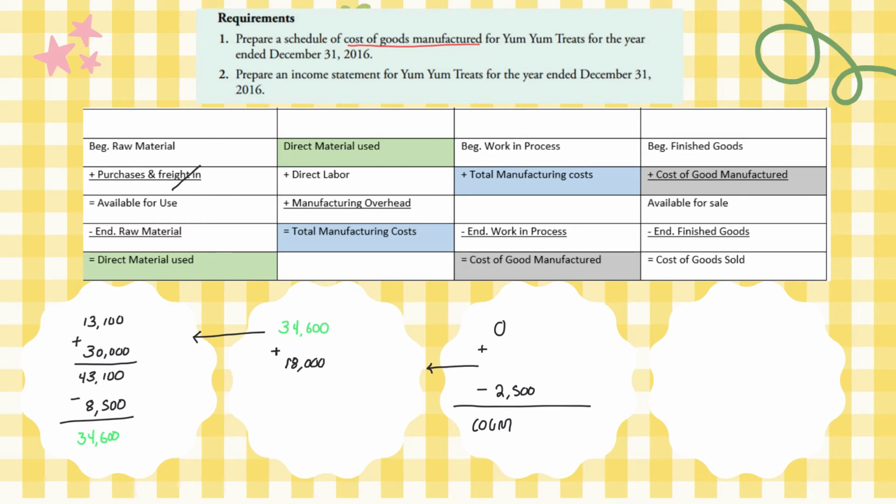18,000. Then I need to find the manufacturing overhead. I need to add some items. So you need to write it in details. You need to write the items. The first one, plant janitorial services, which is 800. The second one was utilities for plant, 1,100. And last one, rent on plant, 16,000. So total of 17,900.